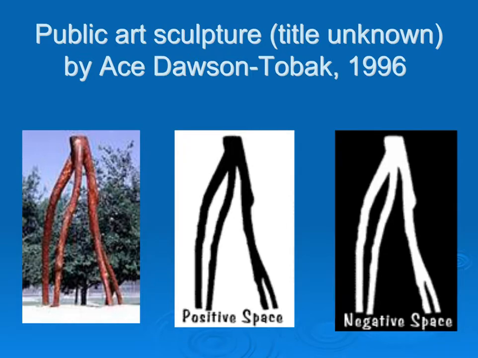I also wanted to look at negative and positive space on sculpture. We looked at it in art. Now, on sculpture, the negative space is an empty space or surface around the work of art. And the positive space is actually the space the work of art takes up. So Michelangelo would be positive space, and the space around him would be the negative space. The same as in this piece called Public Art Sculpture.